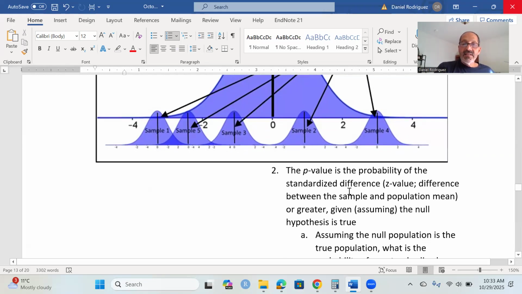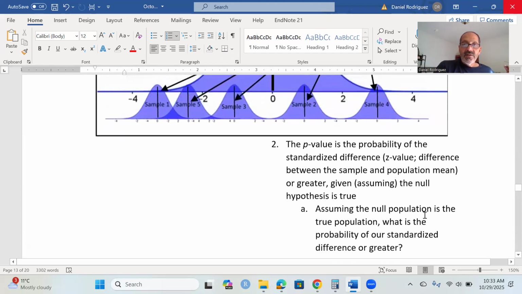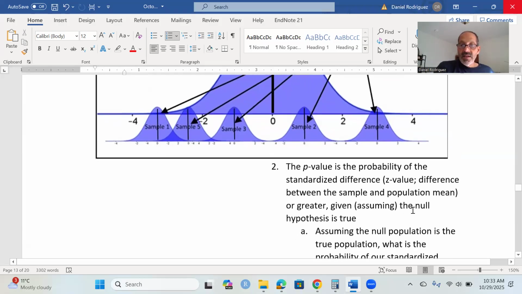The p-value is the probability of the standardized difference, a z-value, for instance. A z-value, if you can't remember, is something that's translated from non-standardized into a standard normal distribution with a mean of 0 and a standard deviation of 1. The z-value is the difference between the sample and the population mean or greater, given the null hypothesis is true. So you should remember this. The p-value represents the probability of the observed difference or greater given the null hypothesis is true. That's what the p-value stands for.